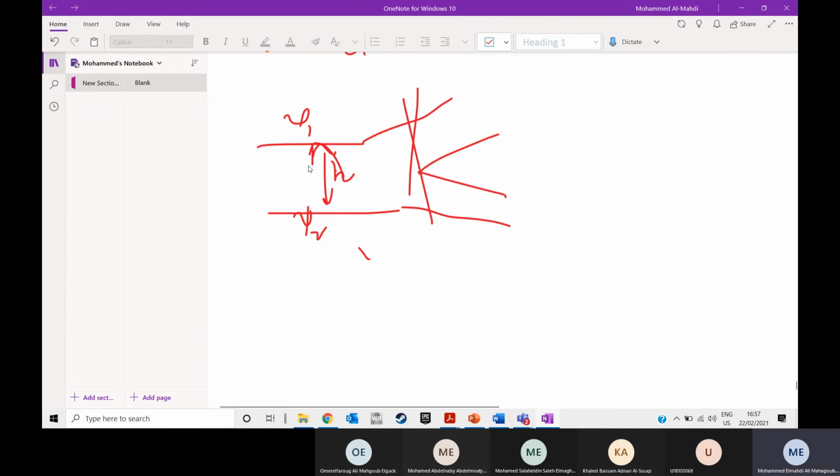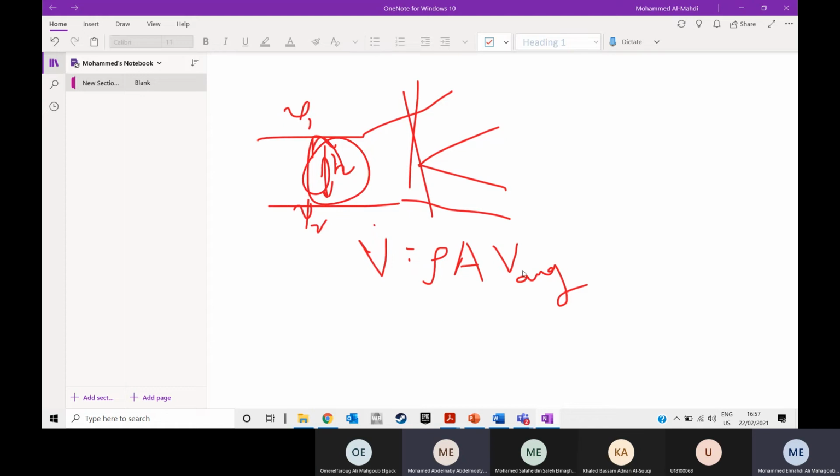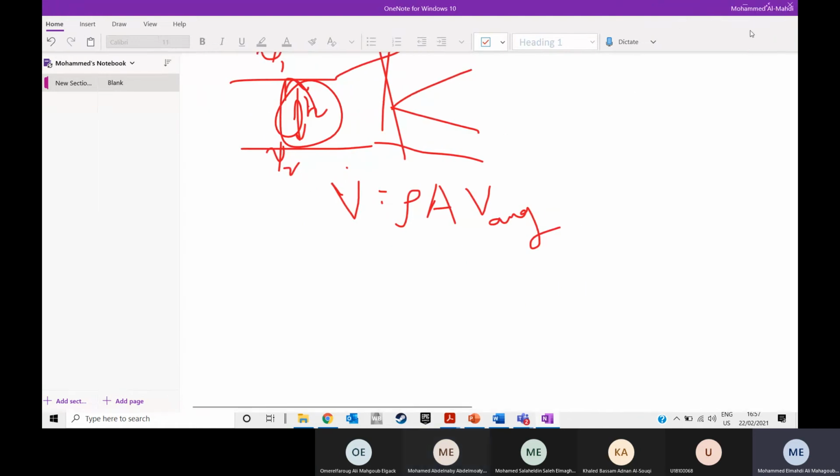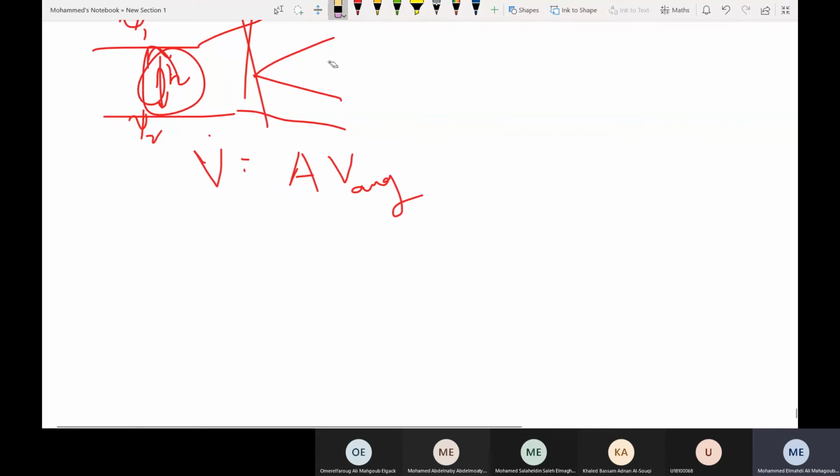Now use the form of the continuity equation that we first mentioned. You remember it? V dot is equal to rho A V average. Right? V dot equals rho A V average. Without the rho, because that was m dot. Okay, correct. This is it.